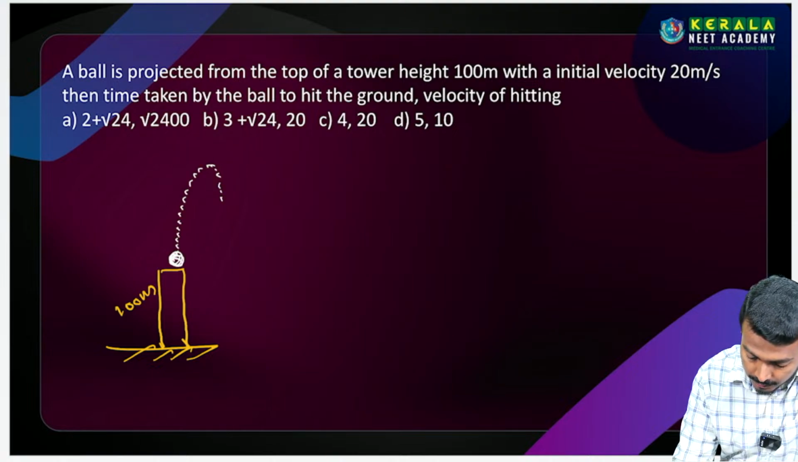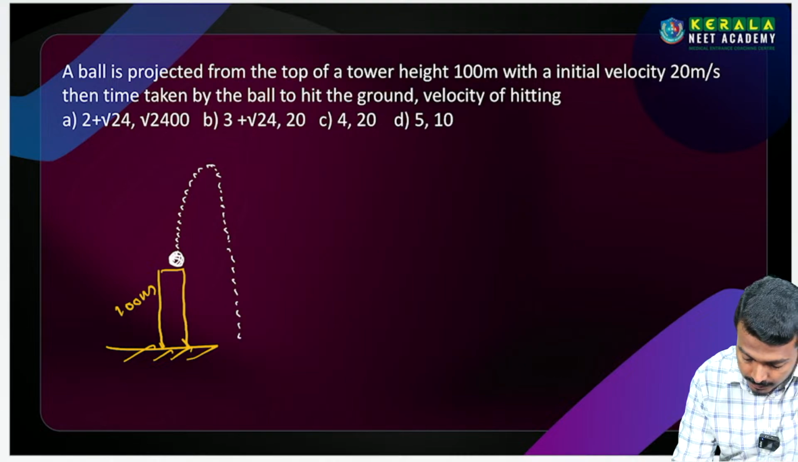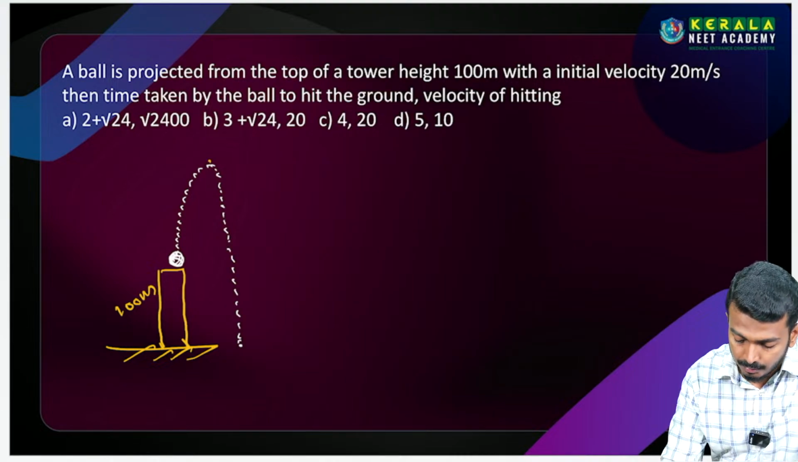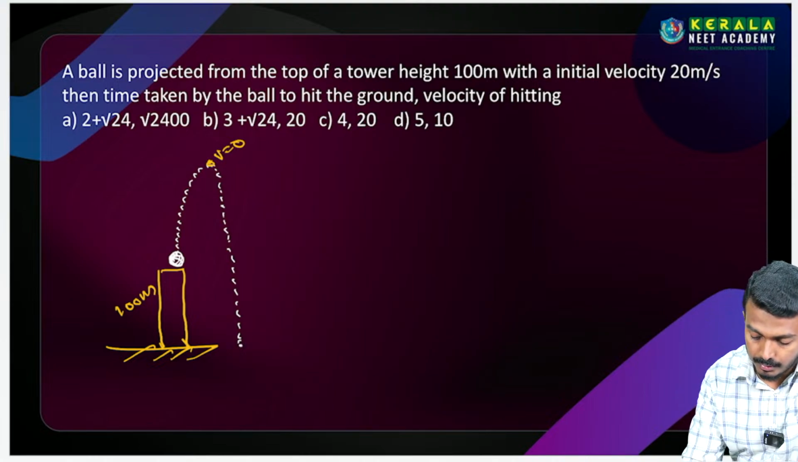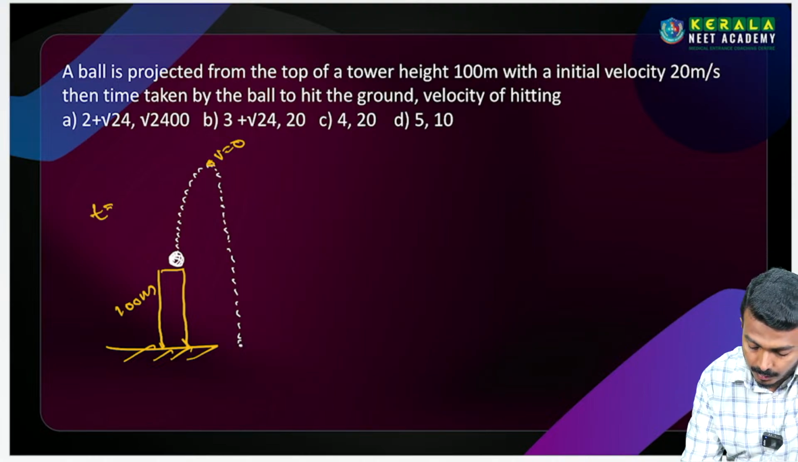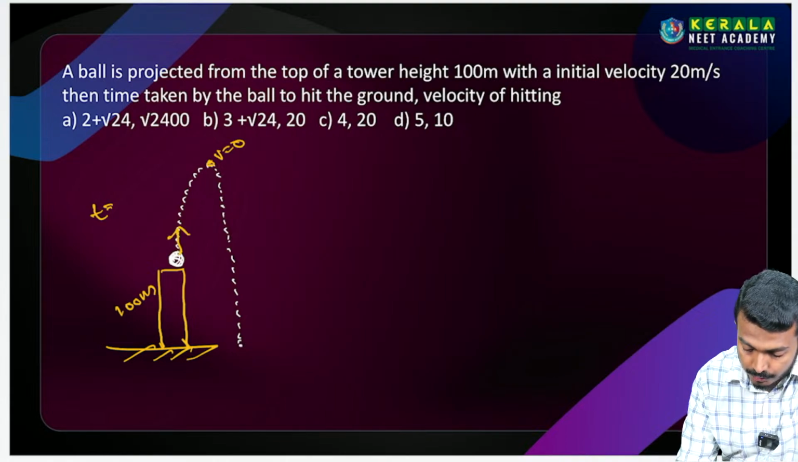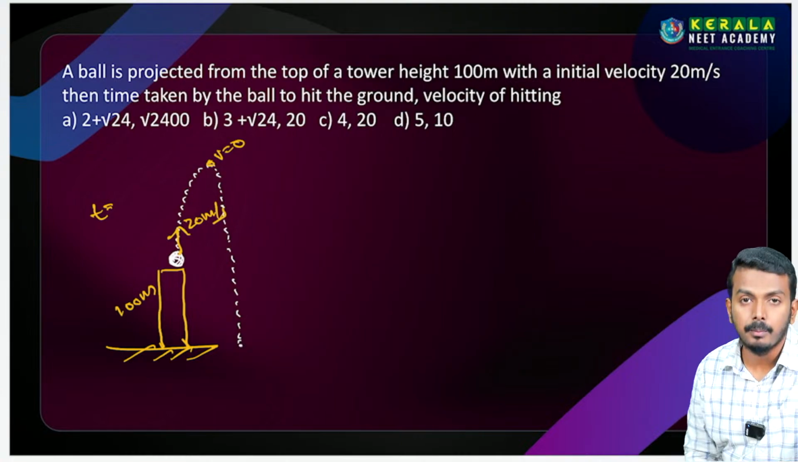Automatically the ball will reach the maximum height and return back to the ground. What is the velocity at the topmost point? 0. Then what time will it take to reach the top? The initial velocity of the ball is already given in the question. What is the initial velocity? 20 meter per second.